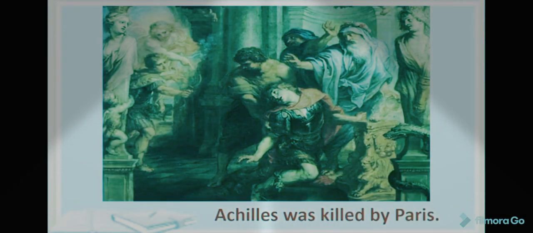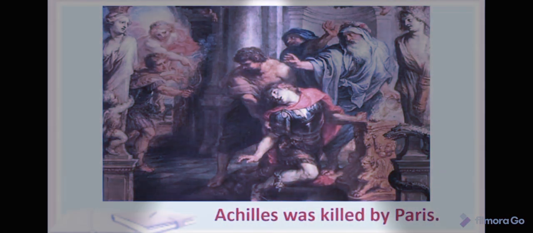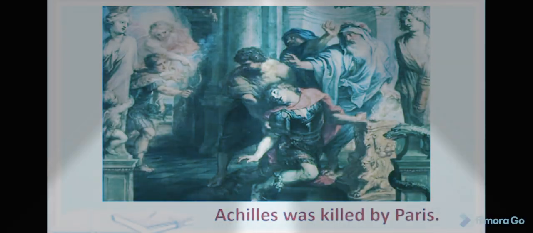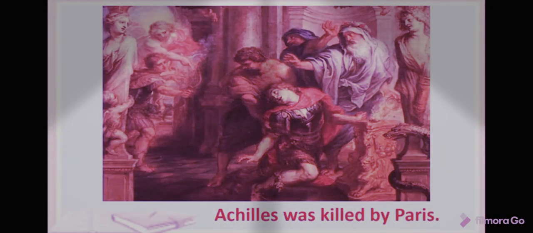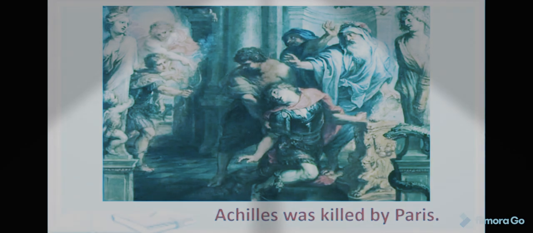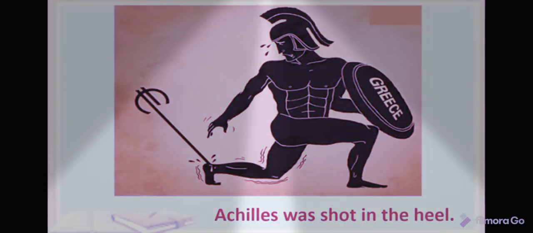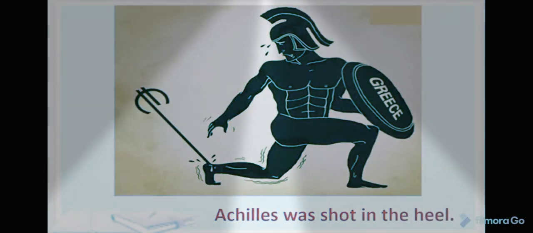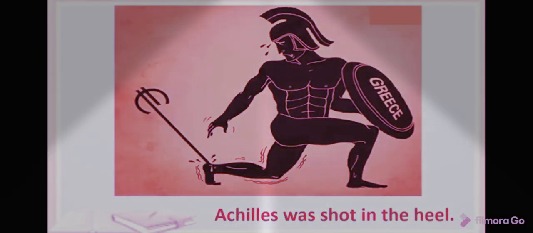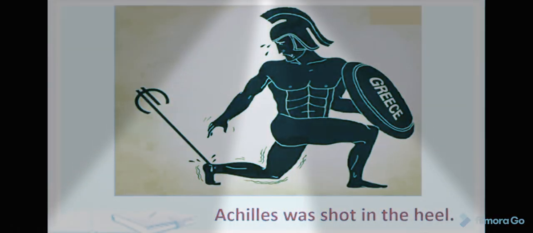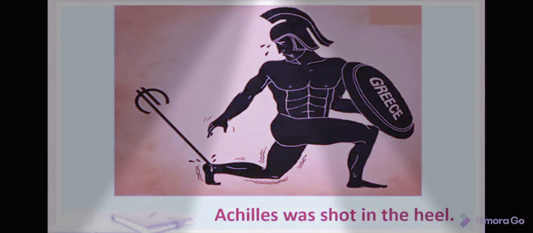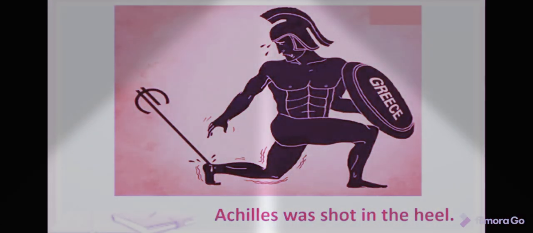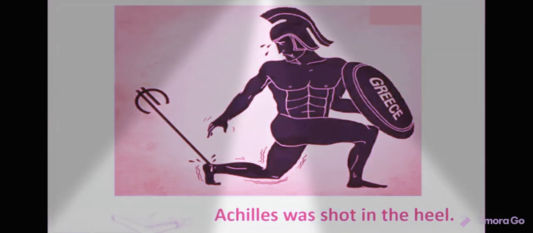Now I told you in the beginning of the lesson, when we come to Achilles' part of the story, I will tell you a small thing which is related to the English language. Achilles was killed by Paris. How was Achilles killed? Achilles was shot in the heel. Now see one more connection between our epic and the epics of the West. There is a story that Achilles could not be killed by any other means. Only if you shot Achilles in the heel, he could be killed.